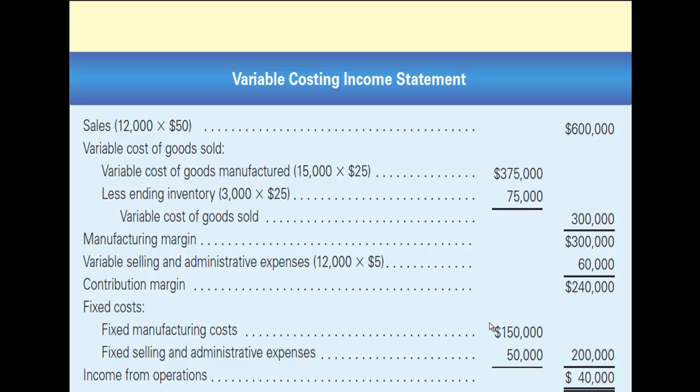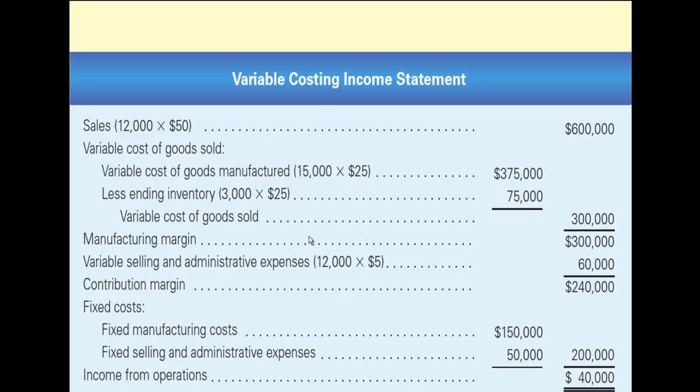Our fixed costs here are going to be $150,000 of fixed manufacturing overhead, and our fixed selling and administrative expenses are going to be 50,000 bucks. So we're left with only $40,000 of net income here. So it went from 70 down to 40,000. So there's a $30,000 difference.